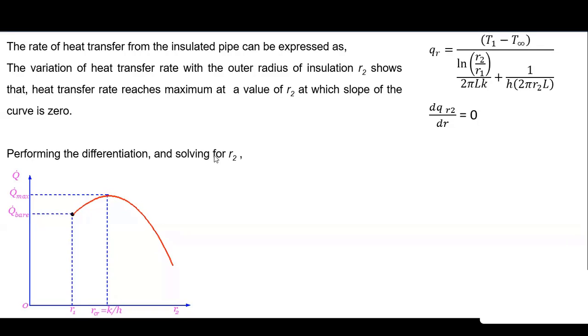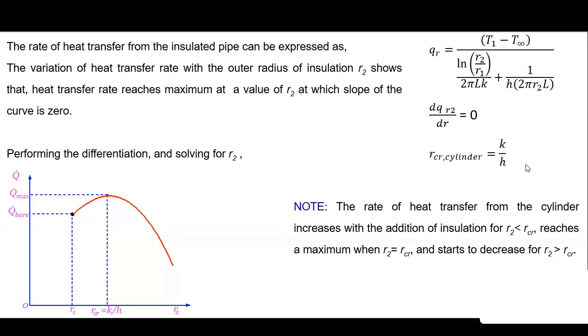If you perform the differentiation, you can try it at home, and if you equate it to 0 and solve it for R2, you will get the critical radius of insulation equal to K upon H for a cylindrical system. So the critical radius of insulation can be simply calculated as the ratio of the conductivity of the insulation, the outside layer, divided by the heat transfer coefficient.